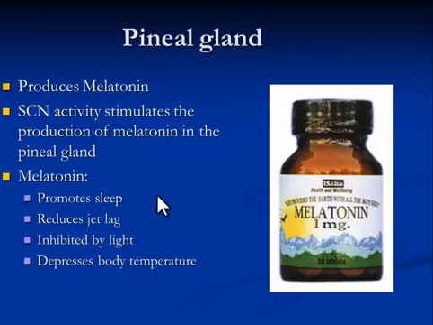And melatonin is inhibited by light, depresses body temperature. We also see that melatonin helps in animals that change their color during the year. For example, an Arctic hare, a rabbit, it's white during the winter and brown during the summer to match its environment, and melatonin is causing those changes.